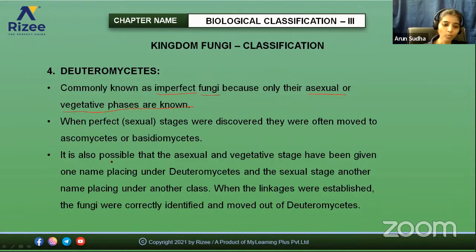It is also possible that the asexual and vegetative stage has been given one name, placing it under the Deuteromycetes, and the sexual stage another name, placing it under another class. When the linkages were established, the fungi were correctly identified and moved out of Deuteromycetes. So only imperfect fungi will be under the category of Deuteromycetes. Is it clear?